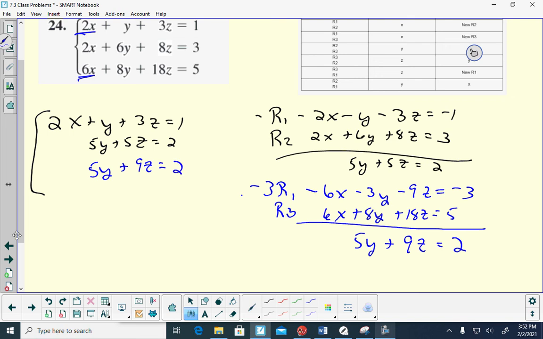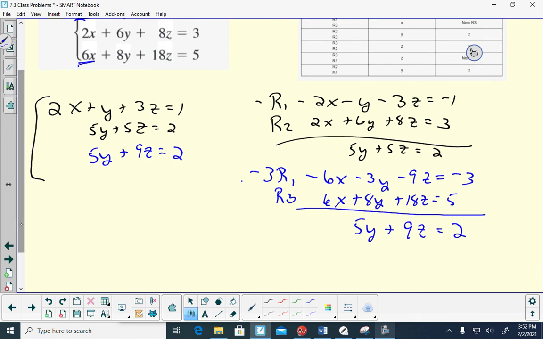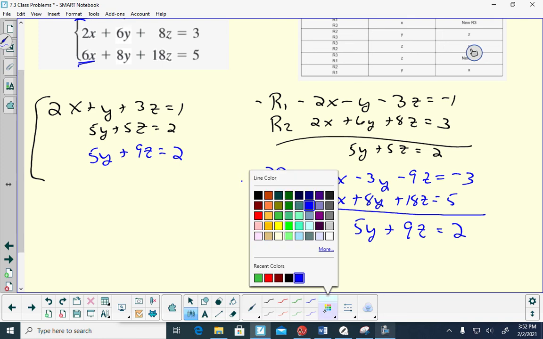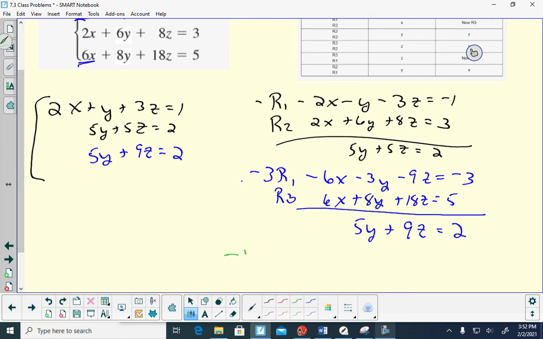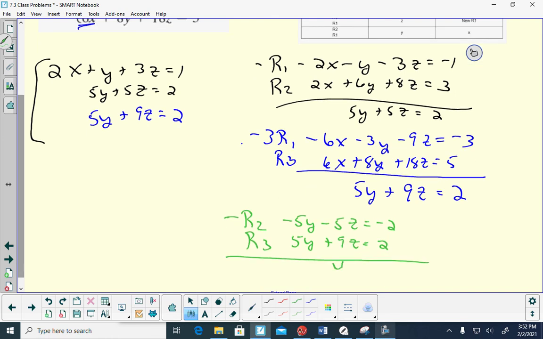So now I've done that, so I have a new row 2, a new row 3. The next thing is to do 2 and 3 to eliminate the y and find my z. In order to eliminate the y, it looks like I just have to multiply one of them by a negative. So let's multiply row 2 by a negative. So make that negative 5y minus 5z is equal to negative 2. Row 3 is 5y plus 9z is equal to a positive 2. And when I do that, I get 4z is equal to 0. At this point, I'm going to divide and get z is equal to 0.